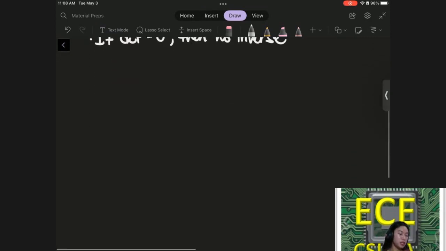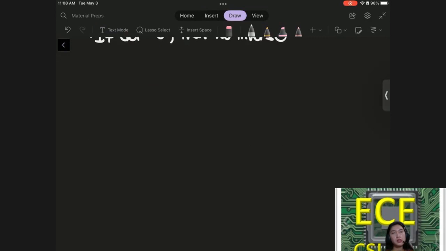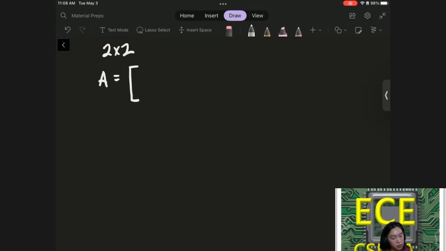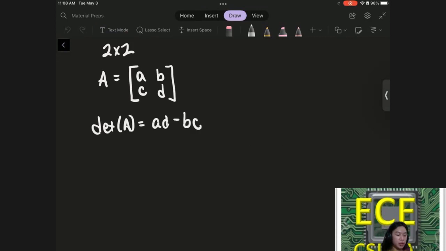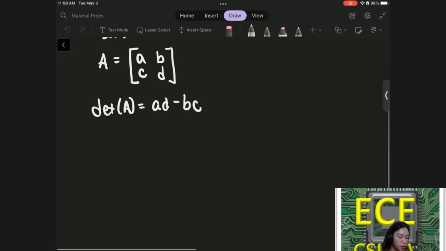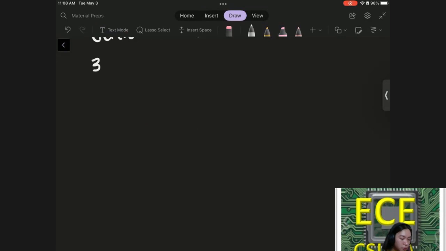The way to find a determinant changes depending on its dimensions. Let's start off with a 2 by 2 because that's the easiest. Let's say I have a matrix A and its components are A, C, B, D. So the determinant of this matrix is just AD minus BC. So you're multiplying the diagonals and then subtracting them. Simple.